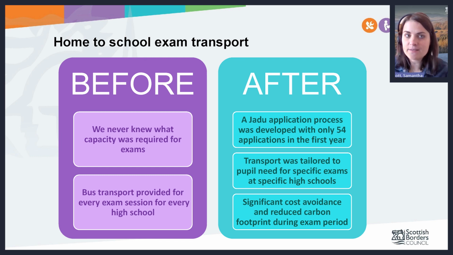There was a second phase for passenger transport, and that was home to school exam transport. The department never really knew what capacity was required for exam transport, and ultimately, transport was provided for every exam session for every high school. Admittedly, maybe not the most efficient way to manage the network. An application process was developed similar to the home to school transport, and we received 54 applications in the first year. We saw that low number as a positive, because we were able to narrow down to the specific requirements during the exam period. The service was then able to tailor transport to pupil need for specific exams at specific high schools, again avoiding cost and reducing our carbon footprint during the exam period.